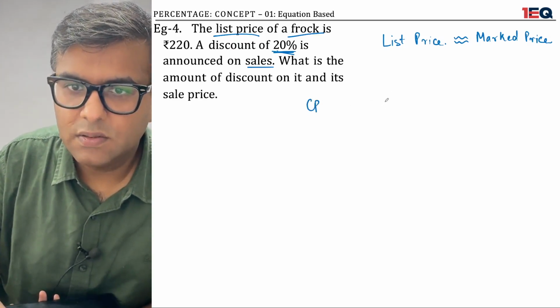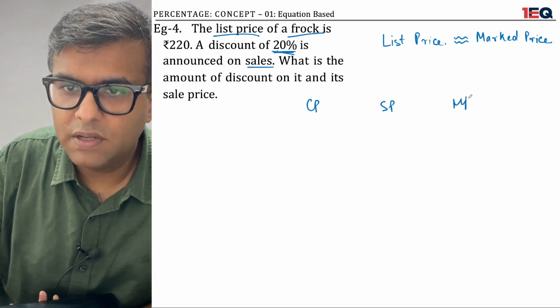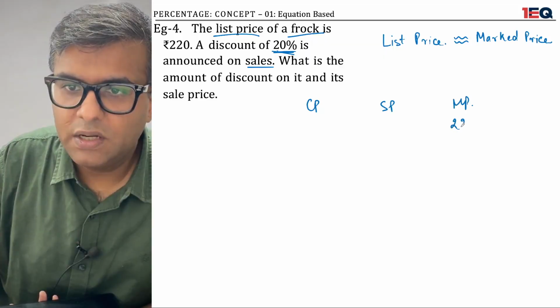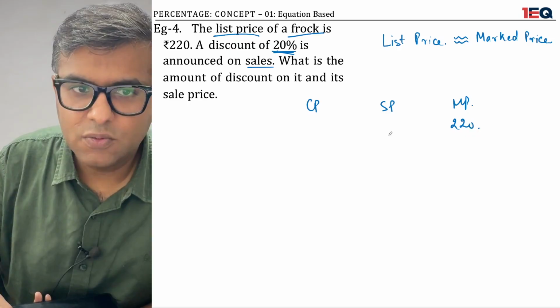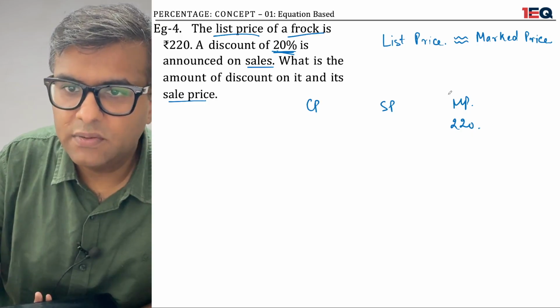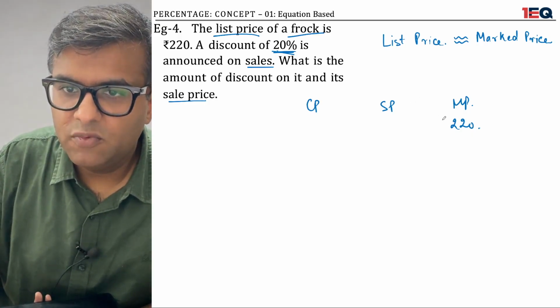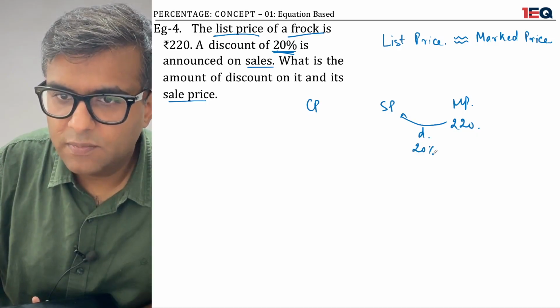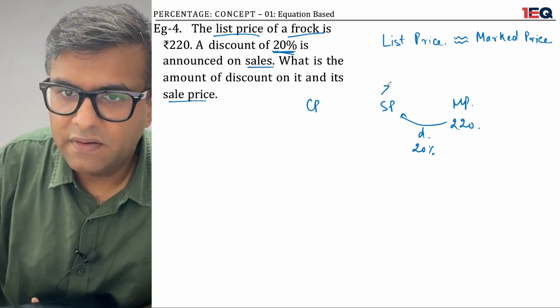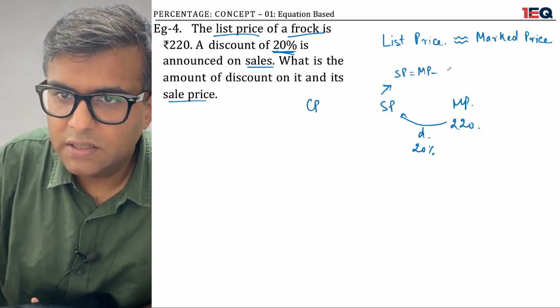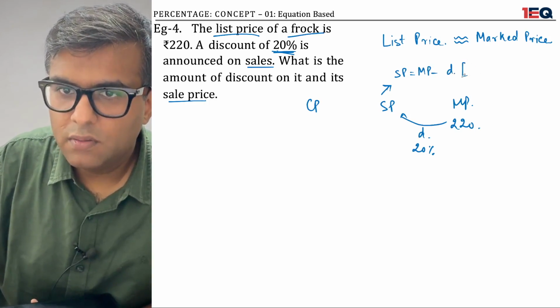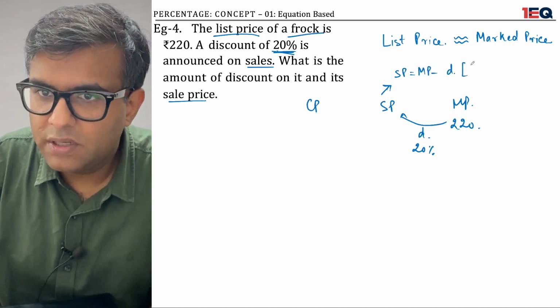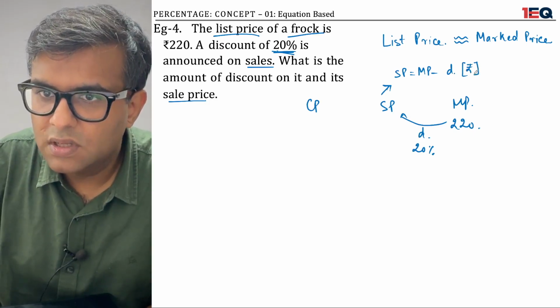So let me set it up in the same way. The cost price, the selling price, the mark price. The mark price is 220. The selling price needs to be found, the sale price, and the discount needs to be found. When I move from mark price to selling price, there is a discount associated. The discount according to the question is 20%. If I wish to find the selling price, selling price is equal to marked price minus discount, and both the quantities should be in the same units, that is rupees, the same currency.